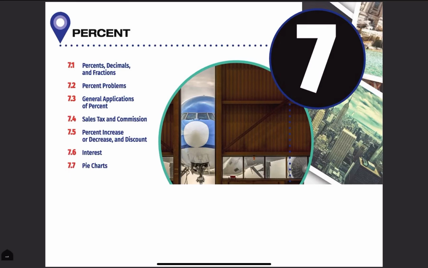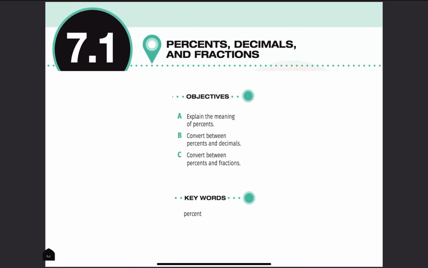Welcome to chapter 7. We're going to be talking about percent in this chapter. So, the very first thing we have to do is to define what percent is. So, you may be familiar, but percent literally means out of 100. And that's going to be crucial for us because everything we do is going to be based on 100 when it comes to percents. So, let's have a look.